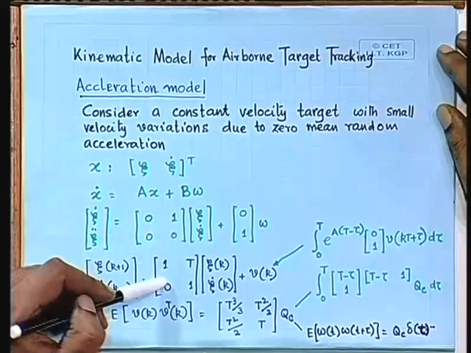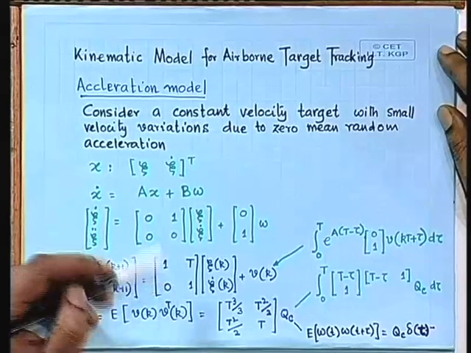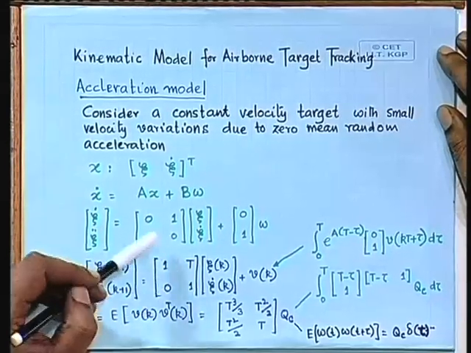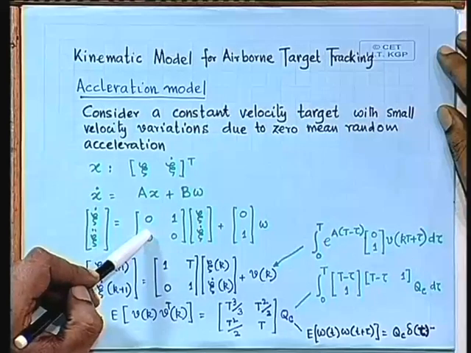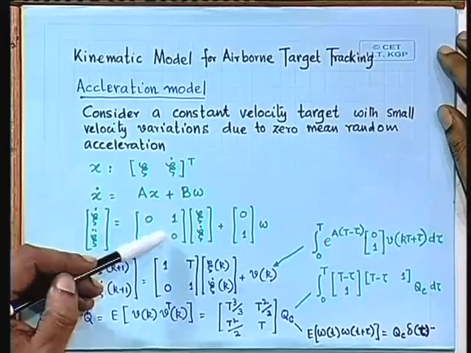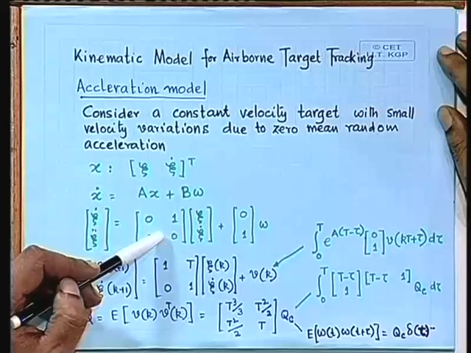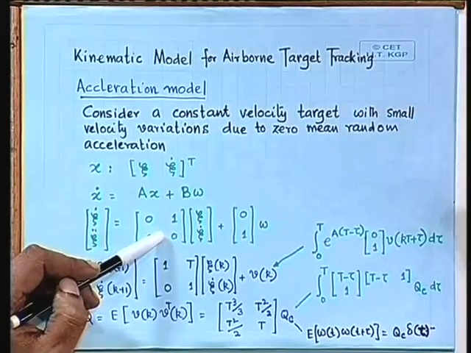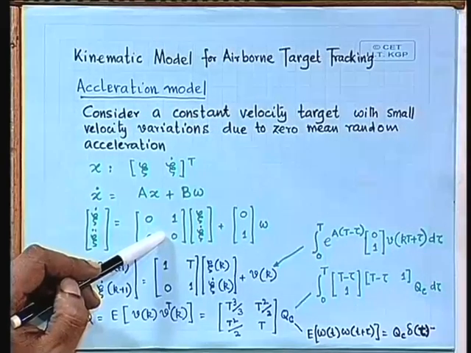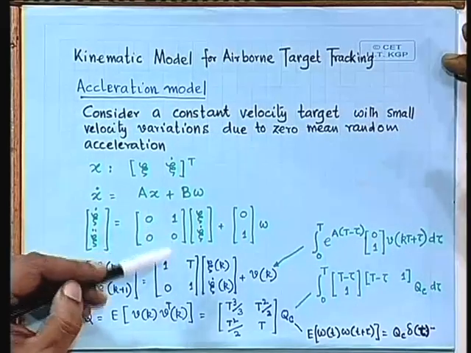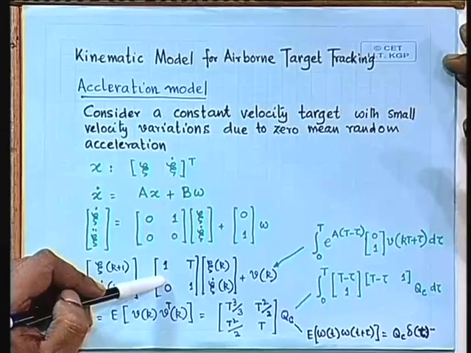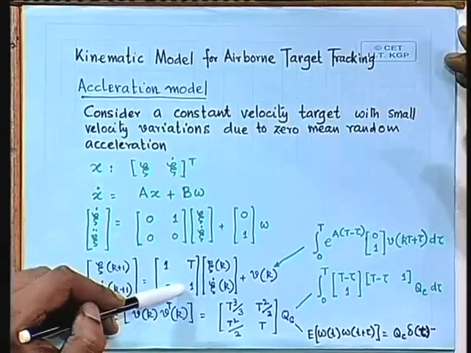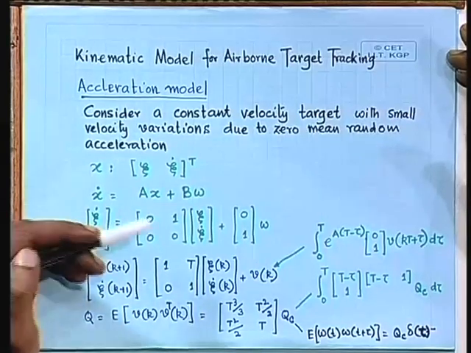We can always discretize this. If you discretize, this matrix is nothing but e to the power AT, where A is this. It turns out that for this matrix A squared is 0. From A squared onwards, A squared, A cubed, all higher terms are 0. So in this case, e to the power AT is nothing but I plus A into T. So you get this.